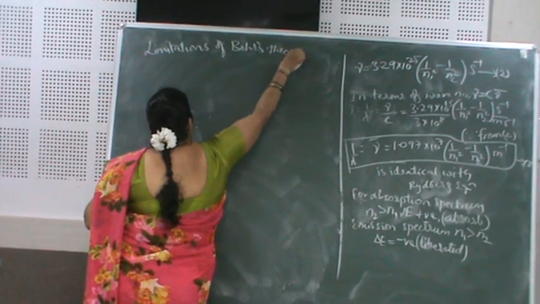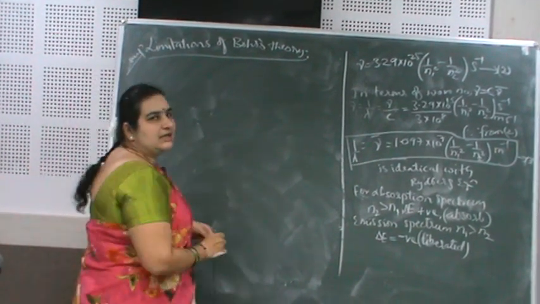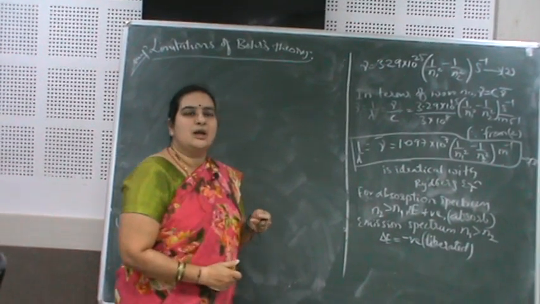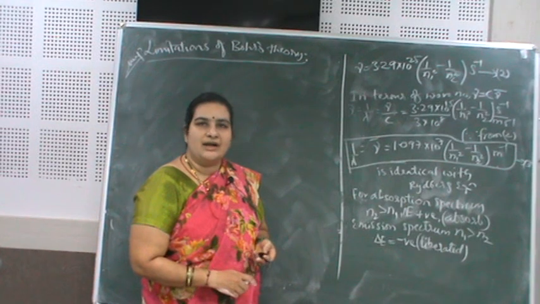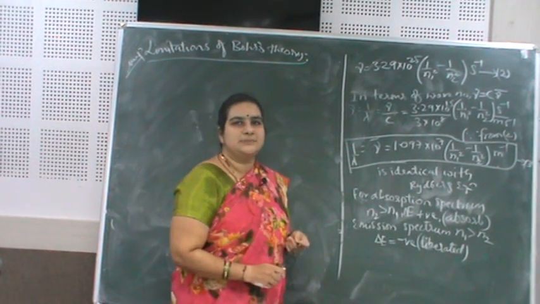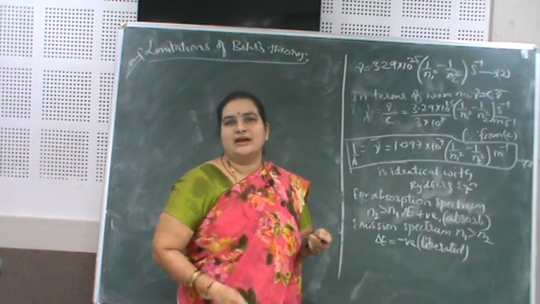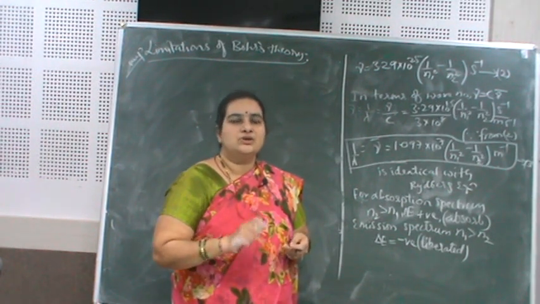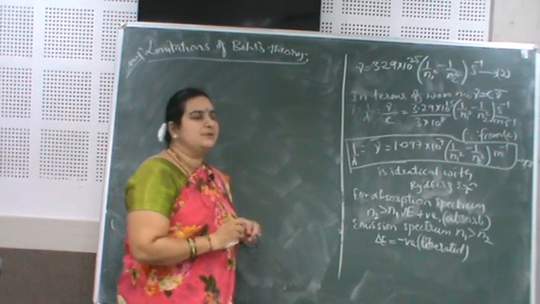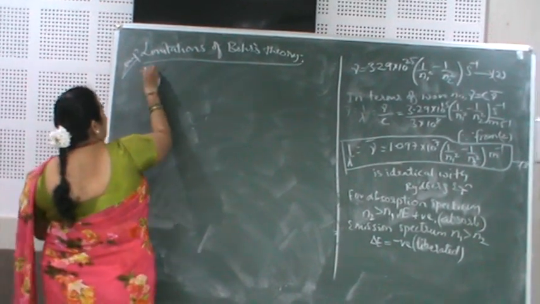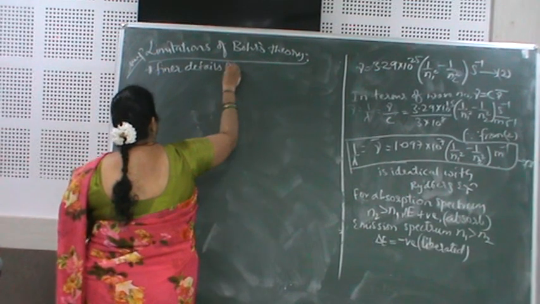Now in the limitations, Bohr's theory is used to fulfill the drawbacks of the Rutherford model, that is, to explain the spectra of the hydrogen atom and hydrogen-like species, and it is also used to explain the line spectrum of hydrogen. Now, this theory is too simple to explain, first one, the finer details of the spectrum.